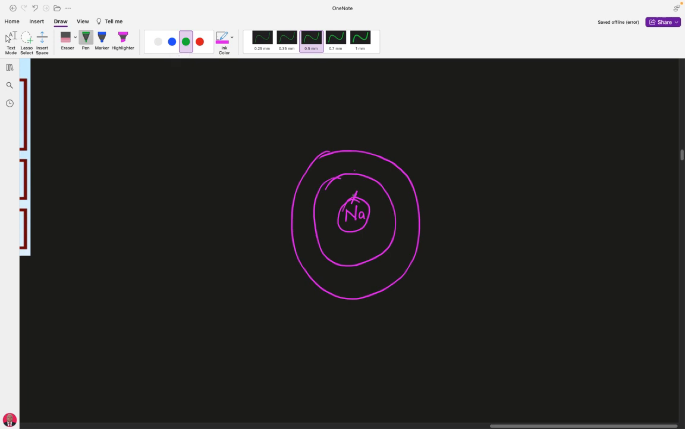Yes, the first shell has 2 electrons. The second shell will definitely have 8 electrons, making a total of 10. And the last shell has 1 electron. This is the Bohr model of representing electrons in shells.